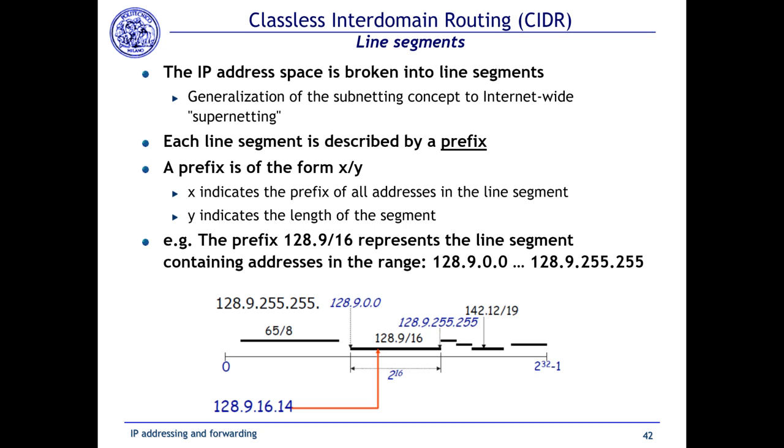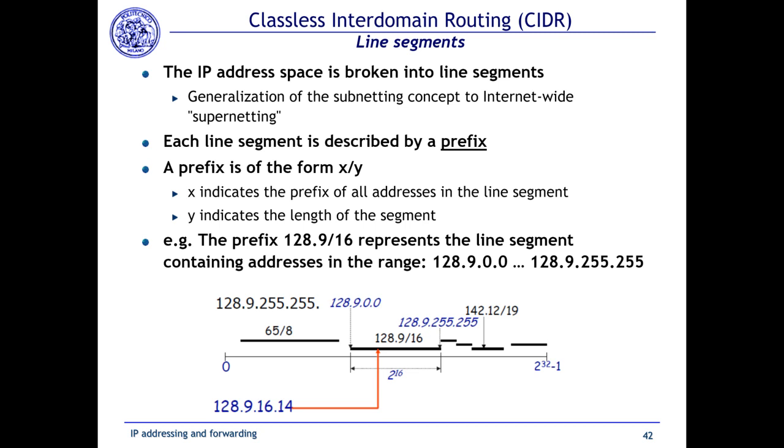So this block 128.9/16 can be adjacent to another block that is, for example, 128.9.255.255. Sorry, this is the boundary of the block. So another block that is of size, for example, /24. Okay, so a smaller segment. The block corresponds to an interval of numbers with these two blue numbers. One is the lower boundary, the other one is the upper boundary.